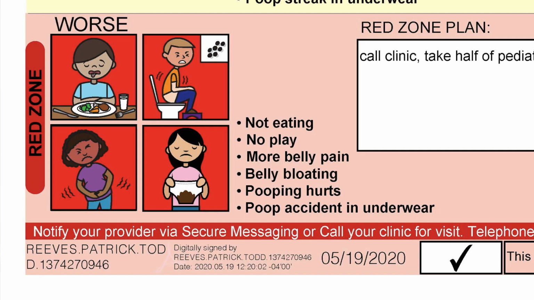Finally, the red zone shows you the most concerning side of constipation and how your child's abdominal pain or lack of appetite or an inability to poop may be concerning. This is the final level that parents should use in the treatment and triage of their children, and you should always get in contact with your physician if you get into the red zone.